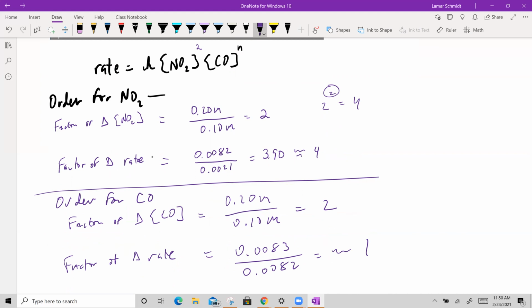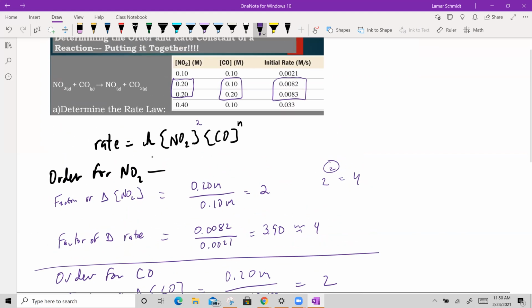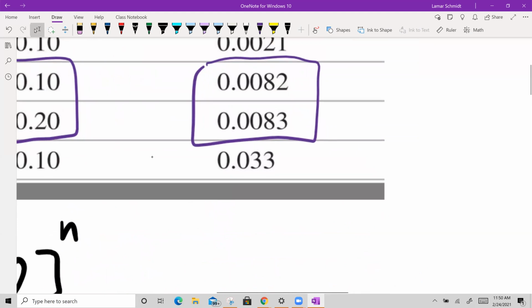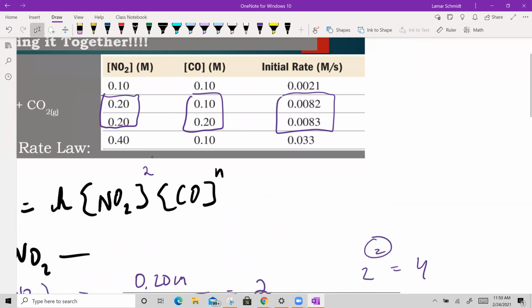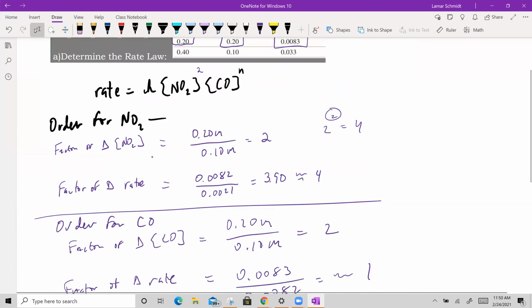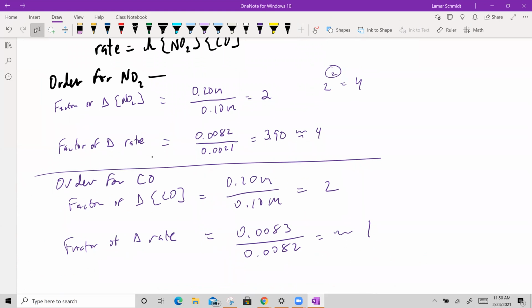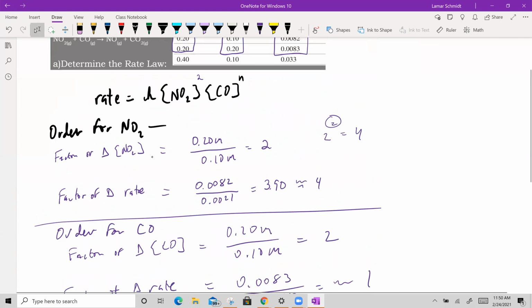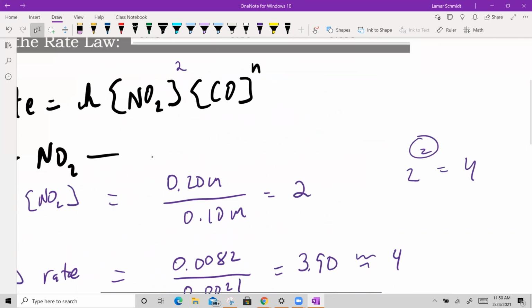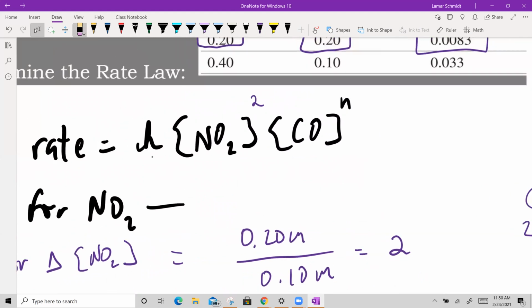So does that mean it changed? Look at your values if you can't figure that out. Did they really change? No, they did not change. So what order does that tell you it is? Even though we double the concentration, the rate stays the same. It's 0 order. That's exactly right. So N we can change to a 0 order.